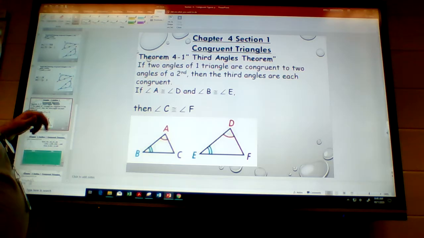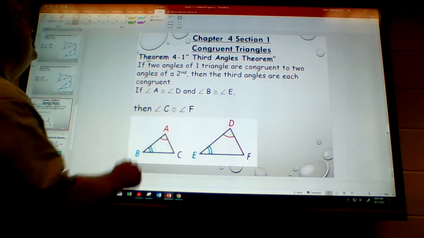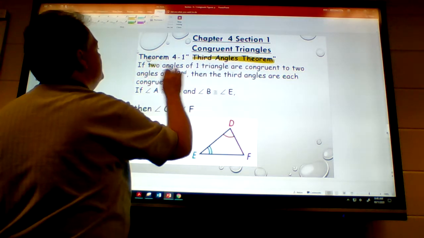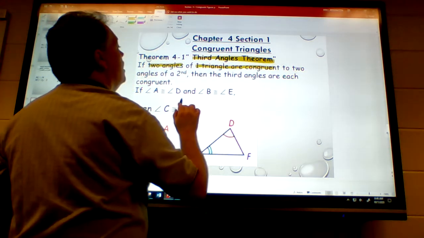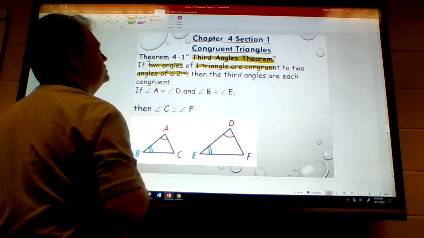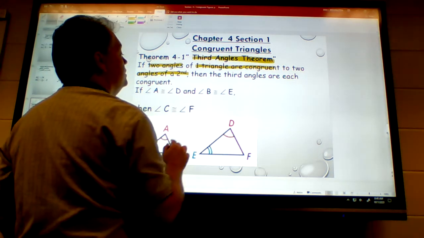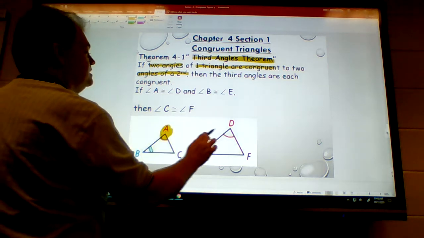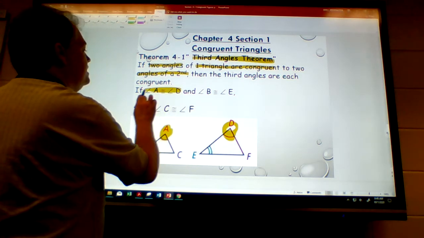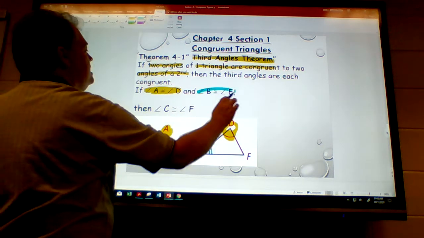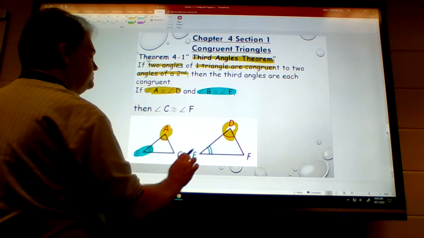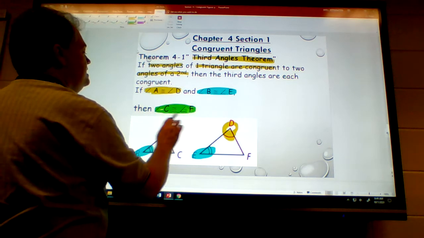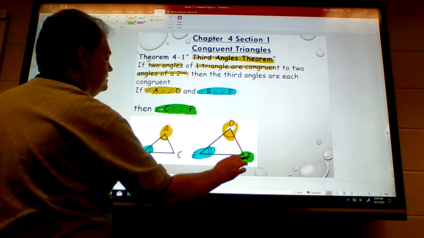All right. Now, theorem 4.1, the third angles theorem. The third angles theorem says that if two angles of one triangle are congruent to two angles of a second triangle, then the third angles are going to be congruent. So that means if angle A is congruent to angle D, which I'm going to highlight in yellow, if B is congruent to E, then angle C has to be congruent to angle F.